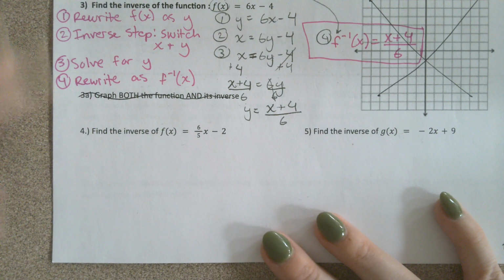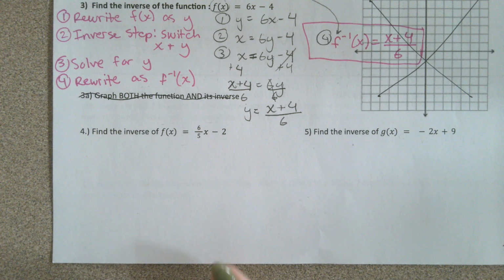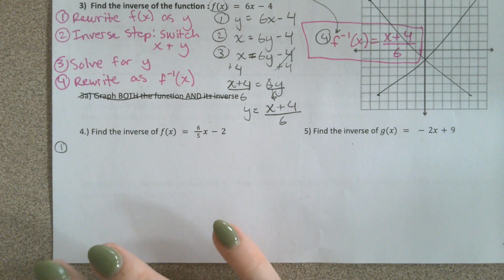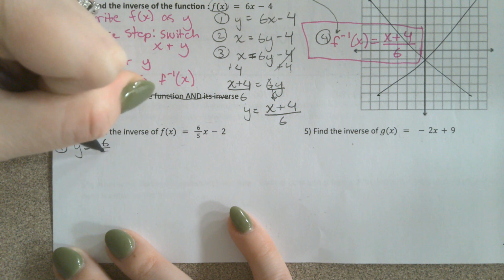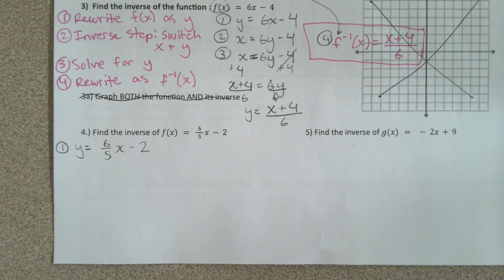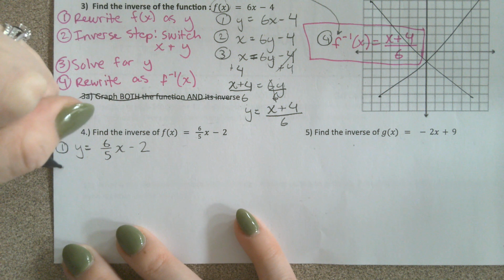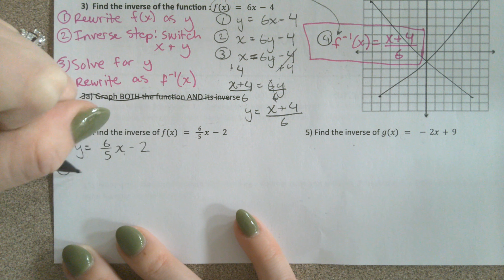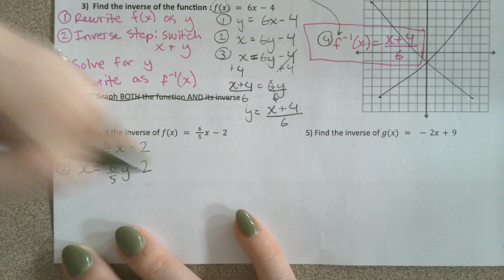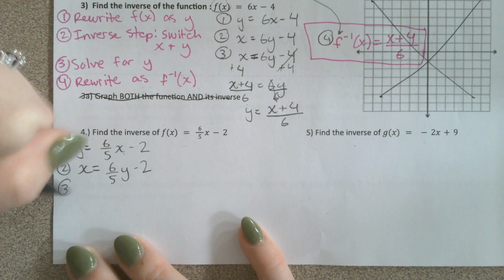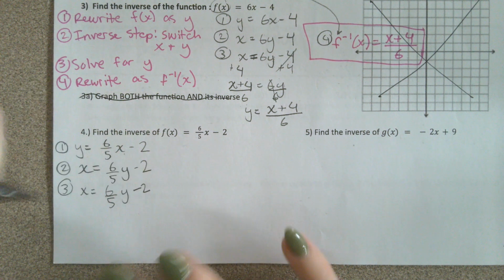Once again, I'm going to follow the steps. I'll number, but I won't fully rewrite them, obviously, one more time. So we have step 1. Rewrite f of x as y. So we have y equals 6/5 x minus 2. And then the next step is to switch the x and the y. So we have x equals 6/5 y minus 2. And then step 3, you start solving. So I just rewrite this to get myself started.